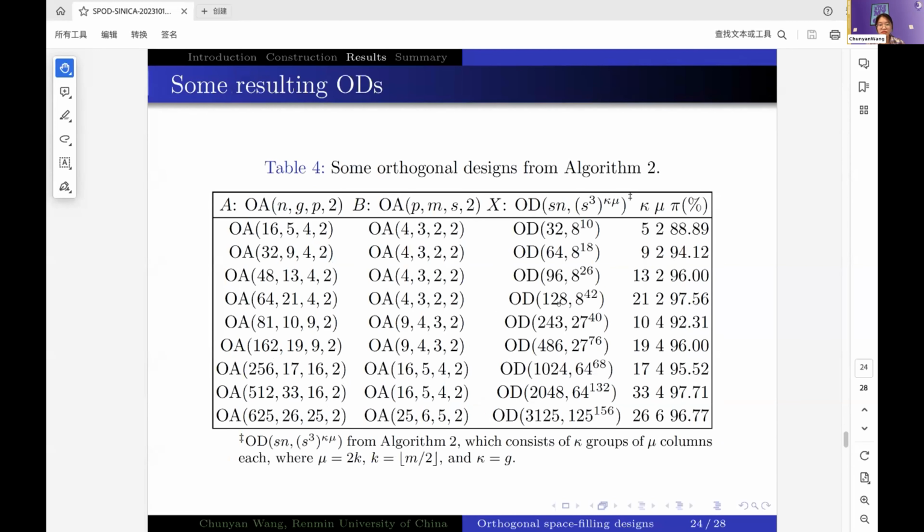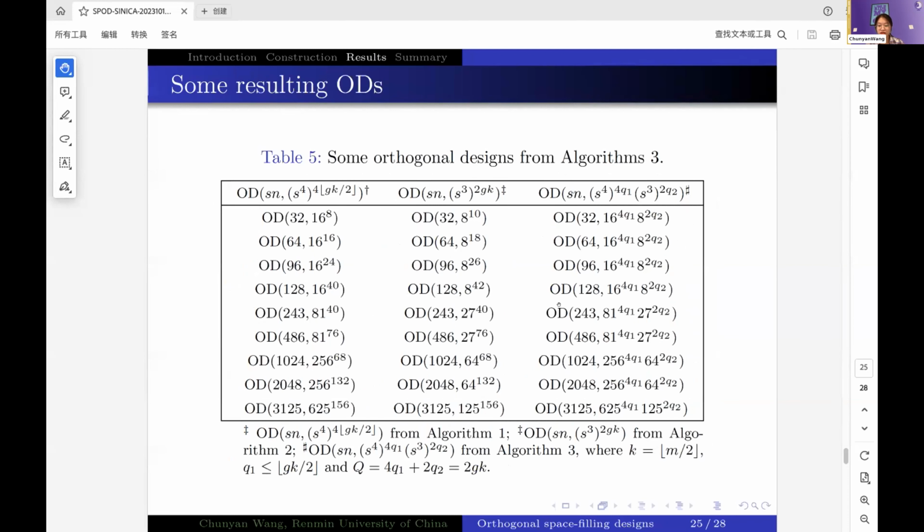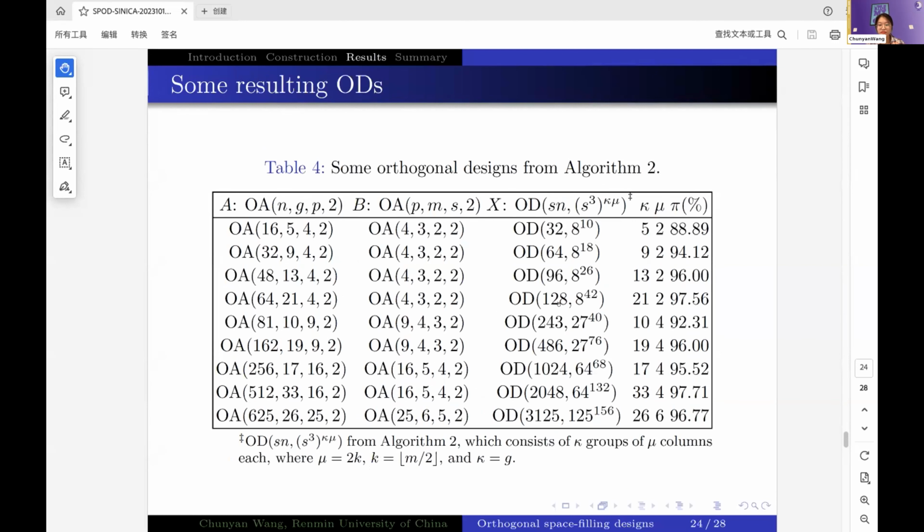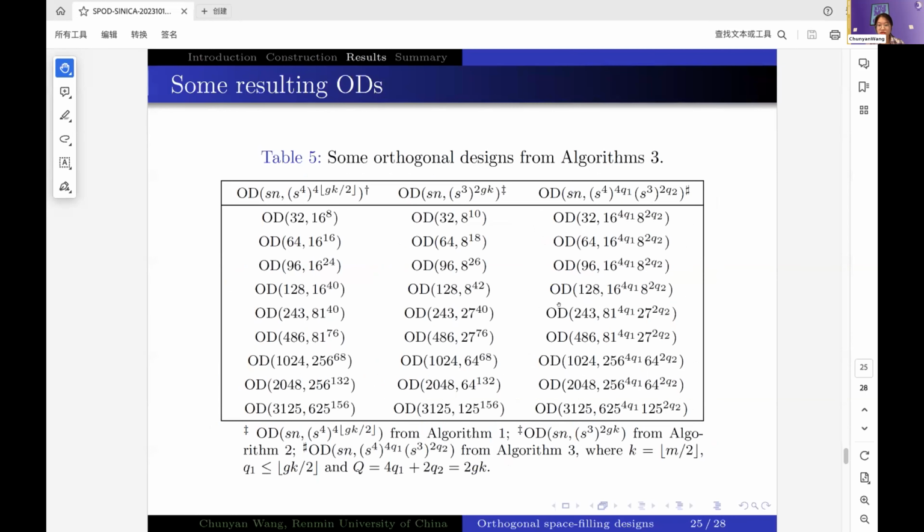In table 4 and table 5, we give other resulting designs from algorithm 2 and algorithm 3. The space-filling properties are similar to those obtained from algorithm 1, so we didn't give more details on that.